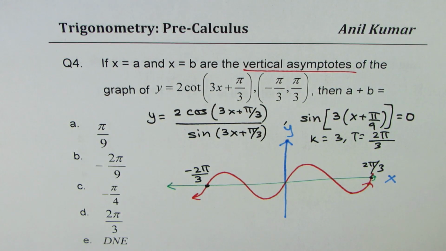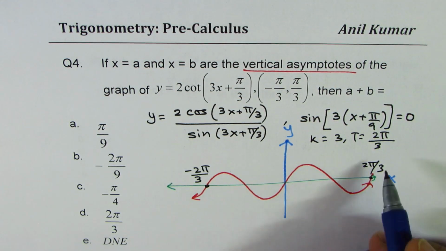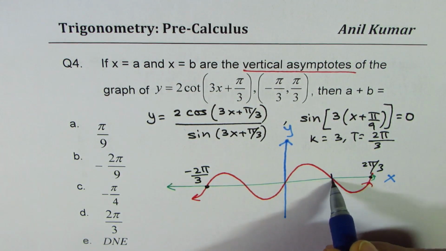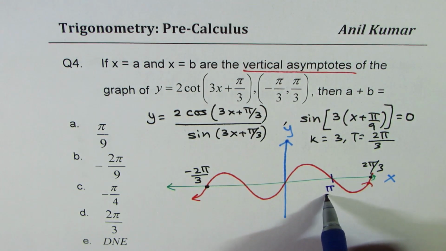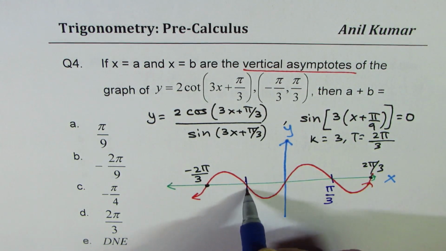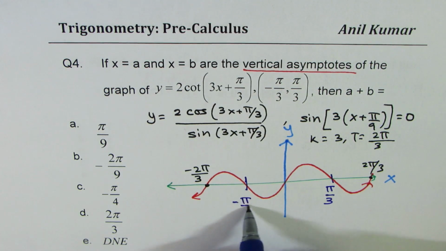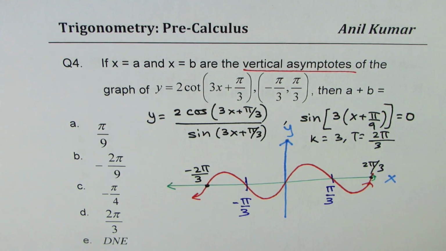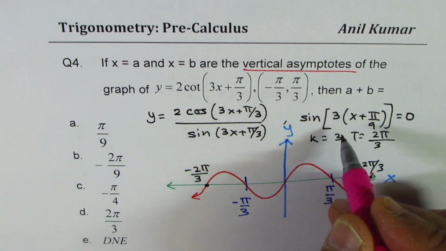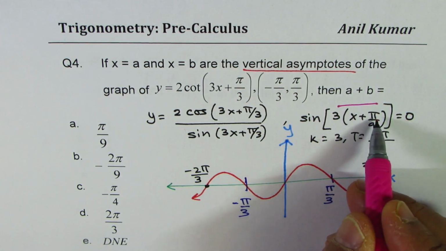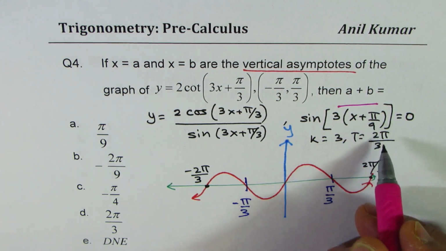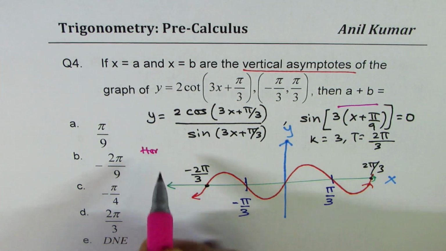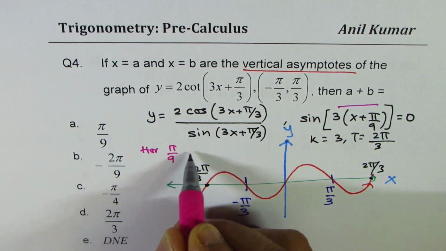We'll try to sketch the final function. So this is pi by 3, right? So that is pi by 3. This is minus pi by 3. So that is the domain in which we have to work. However, the function before us is sine of 3 times x plus pi by 9. So we have to shift horizontally. So we have to translate horizontally pi by 9 to the left.